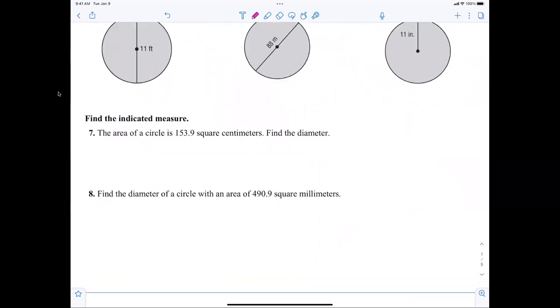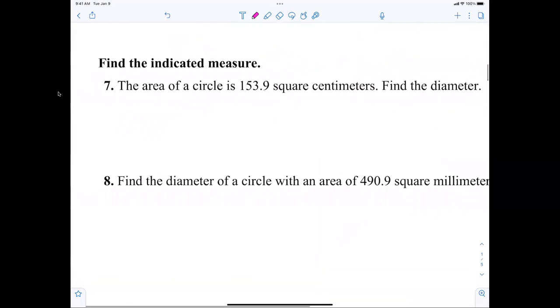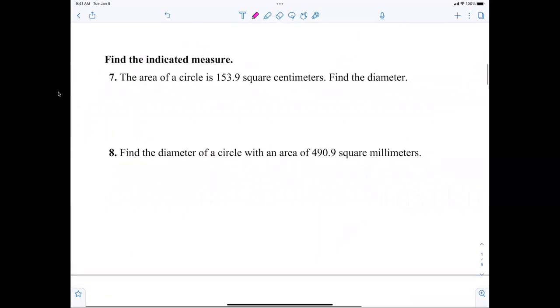Number 7. The area of a circle is 153.9 square centimeters. Find the diameter. Now, this has been rounded. All right. So obviously, we're going to have to round. So remember, 153.9 equals pi r squared. So you take 153.9. You have a pi button on your calculator. Just hit 153.9 divided by pi. And r squared is approximately what?